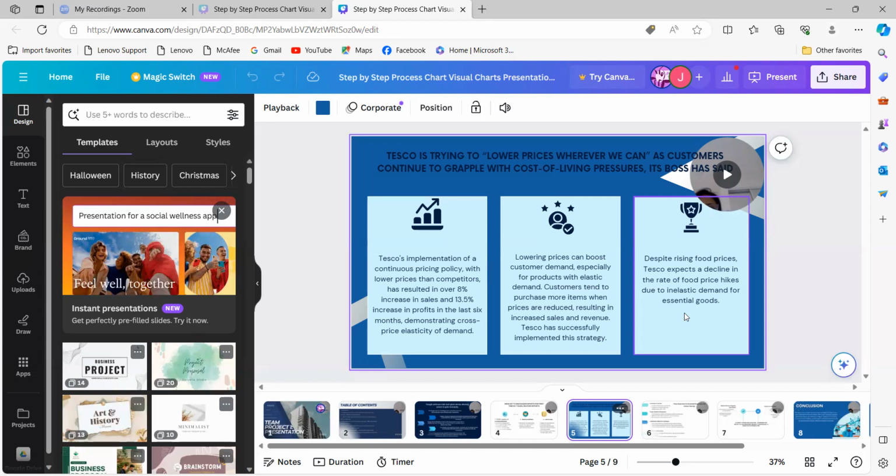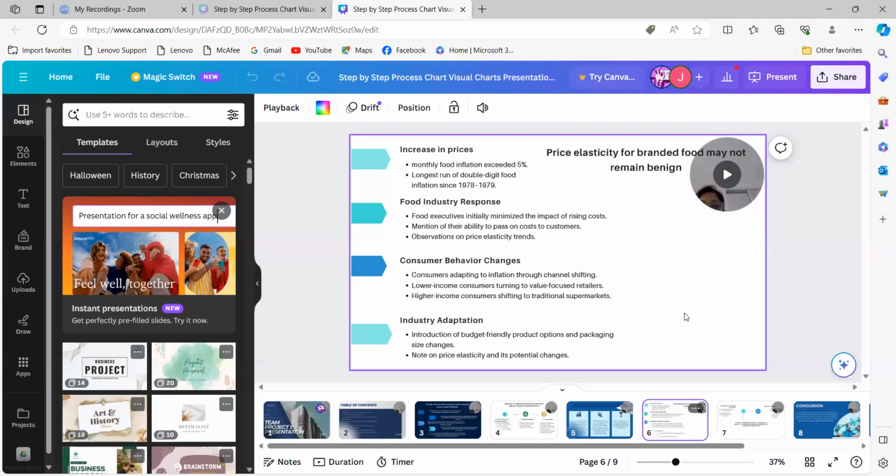demonstrating cross-price elasticity of demand. Number 2, lowering price can boost customer demand, especially for products with elastic demand. Customers tend to purchase more items when prices are reduced, resulting in increased sales and revenues. Tesco has successfully implemented this strategy. The last thing: despite rising food prices, Tesco expects a decline in the rate of food price hikes due to inelastic demand for essential food.